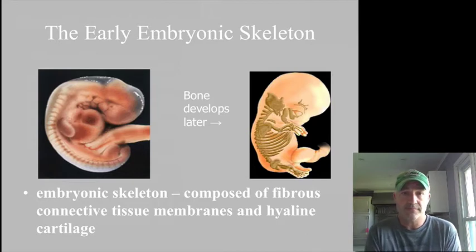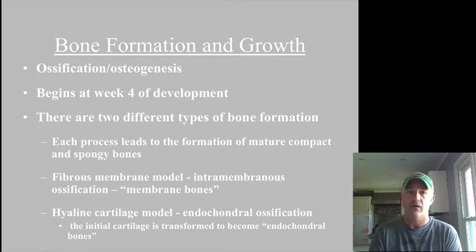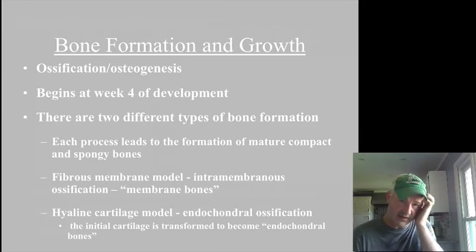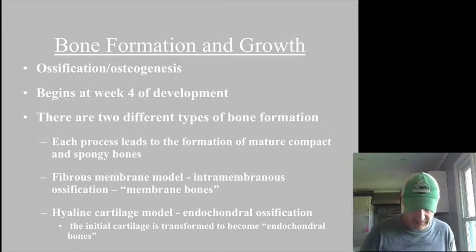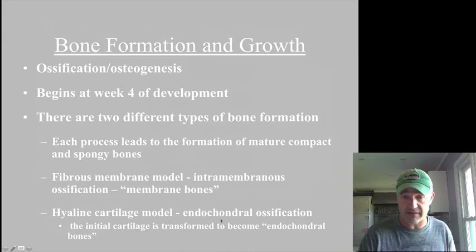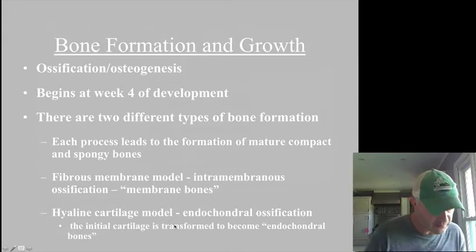So, like I said early on here, these bones are composed mainly of fibrous connective tissue and some hyaline cartilage. As you develop a little bit more, you're going to start taking this cartilage and these membranes and developing them into bones. You're going to have that intramembranous or fibrous membrane model of ossification, as well as endochondral or within-cartilage bone formation.